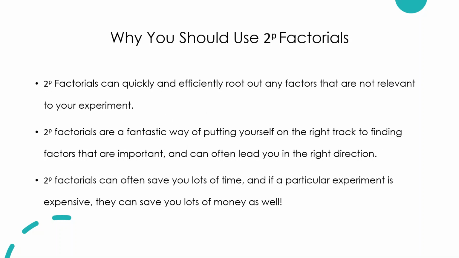So the main reason to use 2^p factorials is that it's a quick and efficient way to root out any factors that are not going to be relevant to your experiment. It's a fantastic way of putting yourself on the right track to finding factors that are important and can often save you lots of time. And if a particular experiment is expensive, it can save you lots of money as well.